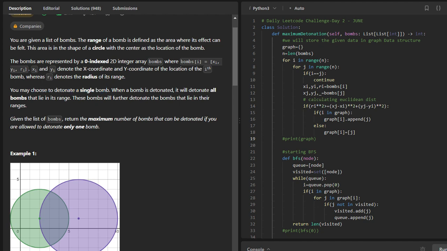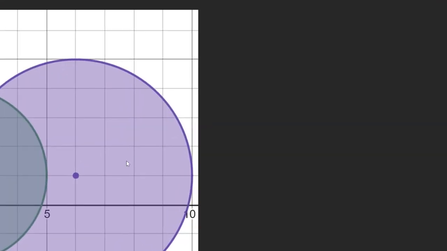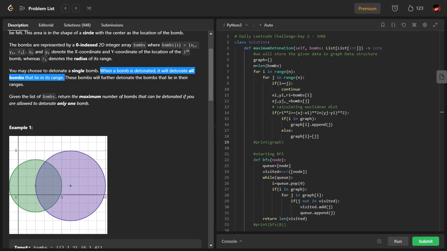Okay, how is it? See, when a bomb explodes, it will explode all bombs that lie in its range. For example, suppose in this violet region there is one more bomb. That will also be exploded, and it will keep happening like that. The bombs that further detonate will explode the bombs that lie in their ranges. That is the basic idea.